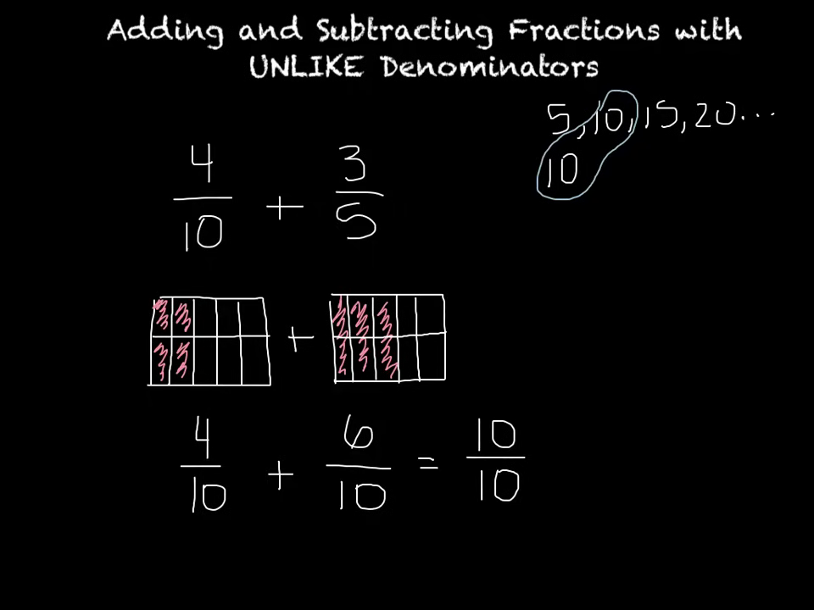Well, we know anything over itself equals 1. So my answer would end up being 1. Kind of a ghosty 1. Kind of looks like bacon, to be honest. All right, let's look at another one without models. So hold on just a sec.